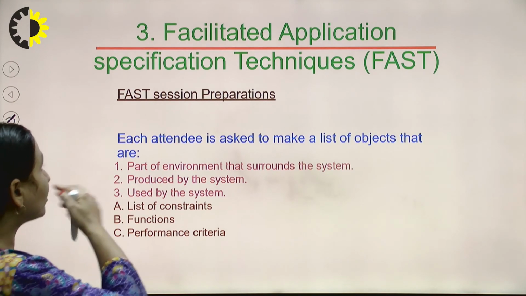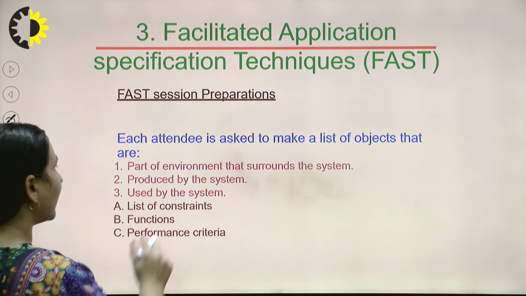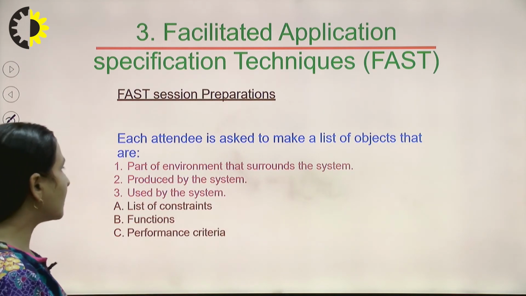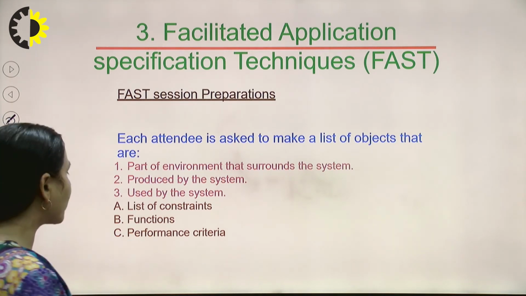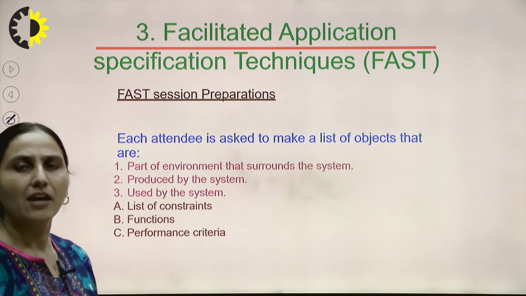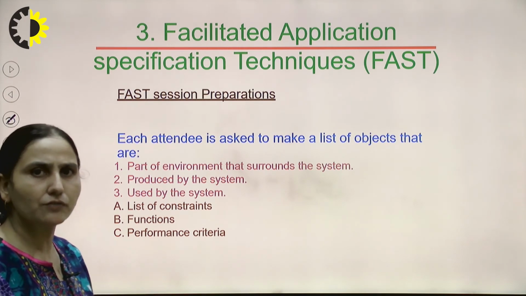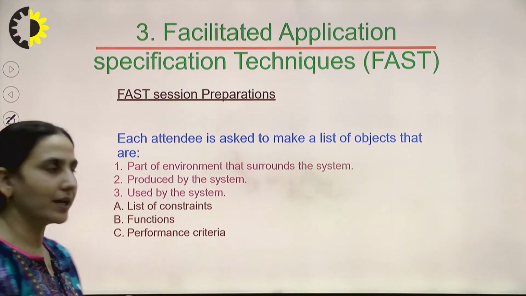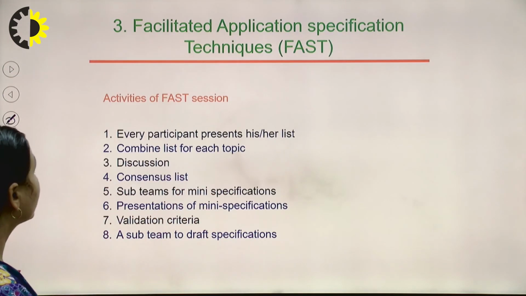Then for the session preparation, each attendee is asked to make a list of objects that are part of the environment which surrounds the system, produced by the system and used by the system. For that, we'll have a list of constraints, some functions and the performance criteria, which deals with the speed of the system, the reliability of the system, the memory usage of the system and how fast the system is responding. So based on that, we can find out the performance of the system.